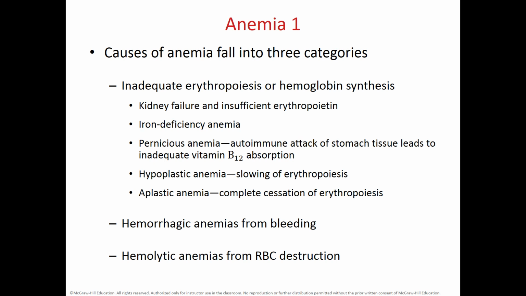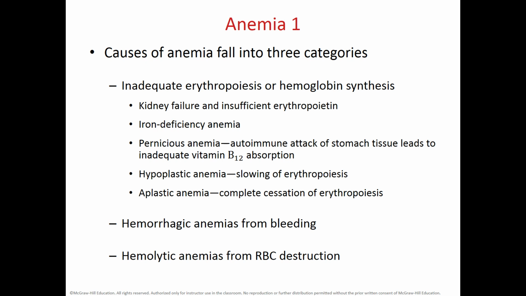Another problem will be the decreased production of red blood cells, what we call hypoplastic anemia. In this case, you still produce red blood cells, but you produce them at a slower rate. Or you might not produce red blood cells at all, and this is called aplastic anemia. Why can this happen? Well, if someone has leukemia or cancer of the bone marrow, okay? So you can have reduction of the production of the red blood cells.